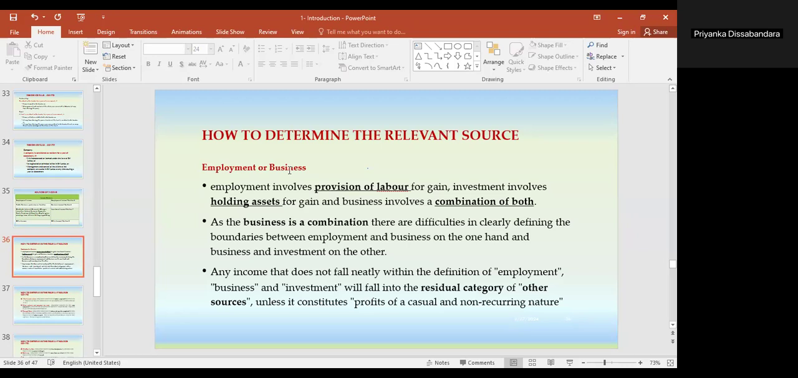What is the reason? Because no line is drawn between employment income and business income.